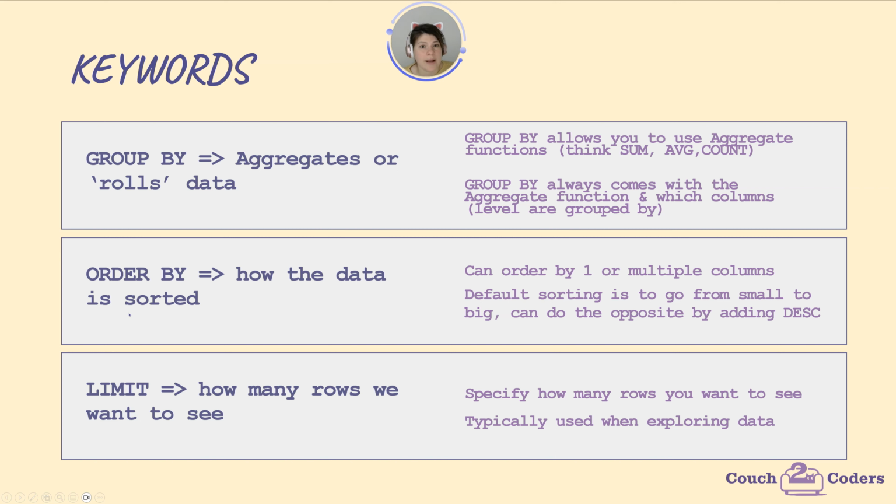We also have order by. This sorts our data. We've been using him since almost the very beginning. And limit. We've definitely been using limit all the way through this entire program. And that allows us to reduce the number of rows that we see. And it's really good for exploring data and making sure we're not wasting too much data usage.